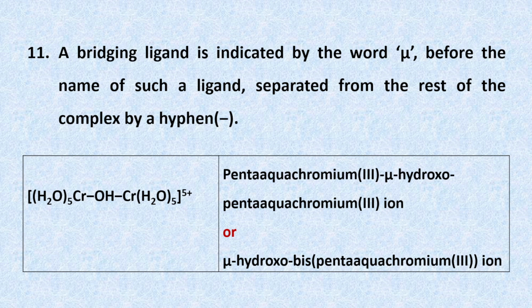Since both sides of the bridging ligand are the same, we can also write the name of this complex as mu-hydroxo-bis(pentaaquachromium(3)) iron.